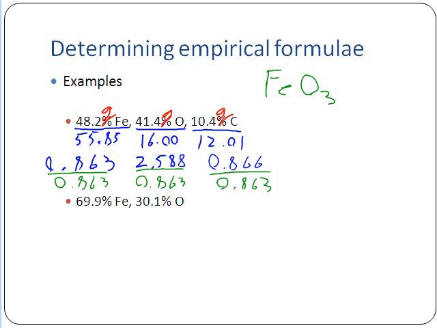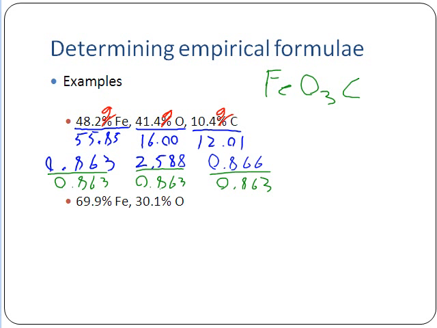My last one is 0.866 divided by 0.863. And when you do that, you get just barely slightly over 1. And so slightly over 1 is going to be just 1 here. And so that was just going to be a C. So my empirical formula here would be FeO3C.